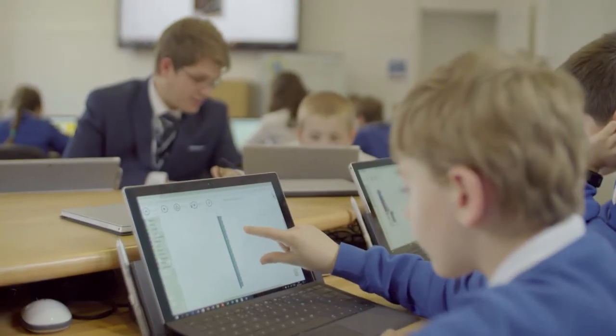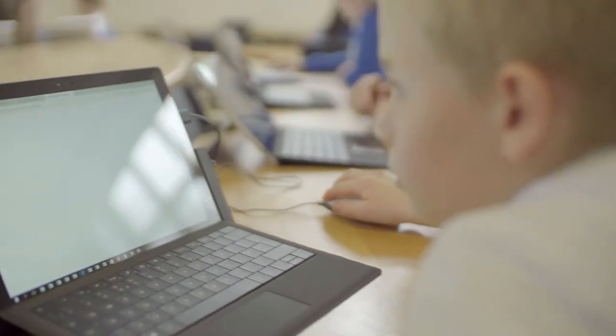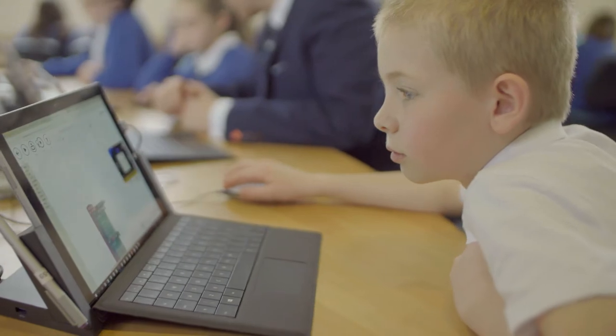So teaching them the key skills of programming is really getting logical thinking, helping them with sequencing. It's about problem solving, the real skills that will equip them for life.